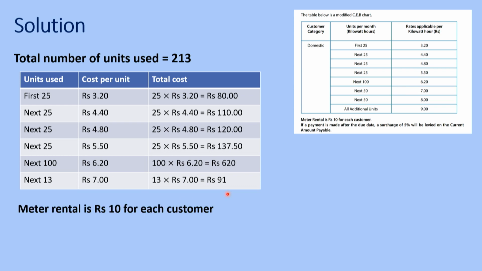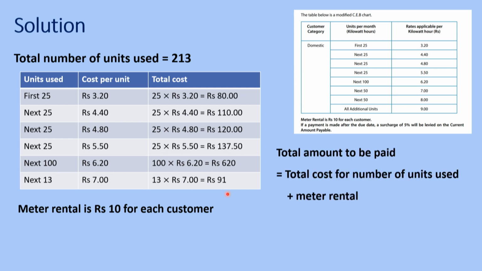Don't forget the meter rental, which is 10 rupees for each customer. So the total amount to be paid by Mr. Aki will be the total cost for the number of units used plus the meter rental. So I will add all these: 80 plus 110 plus 120 plus 137 rupees and 50 cents plus 620 plus 91 rupees plus the 10 rupees for the meter rental, which is going to give me 1,168 rupees and 50 cents.